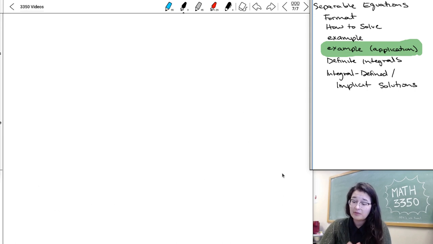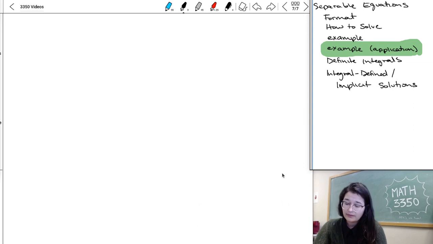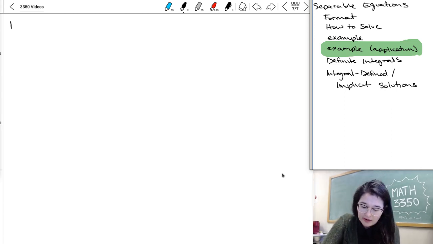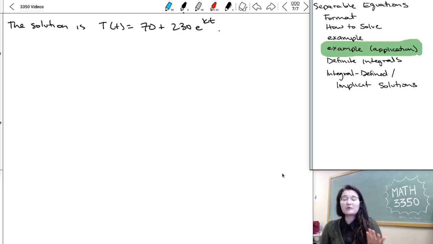So this is all looking like a bit of a mess, but as soon as we start plugging numbers in, it's going to get a lot easier. Hit pause if you're still writing so that you can finish up this page. So the solution is T is equal to 70 plus 230 e to the kt. Now that we were able to plug in that unknown constant, there's only one thing that's missing from this equation. We don't know what k is.